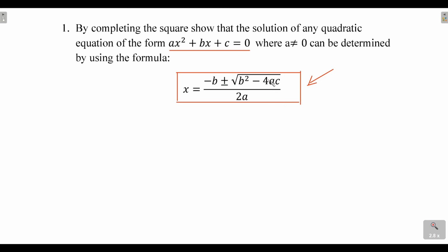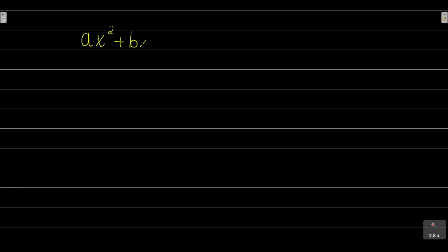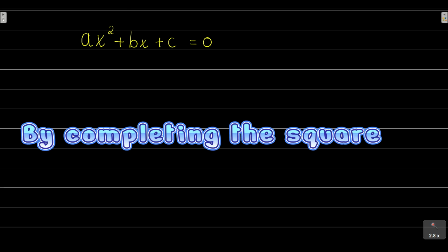Here, we're going to be applying all the steps that I've been showing you on how we go about completing the square. We're still going to be applying the method that I've shown you in the previous video tutorials to complete the square. So I'm going to rewrite this equation on the next page. We're given the equation ax squared plus bx plus c, and we want to solve this quadratic equation for x by completing the square.